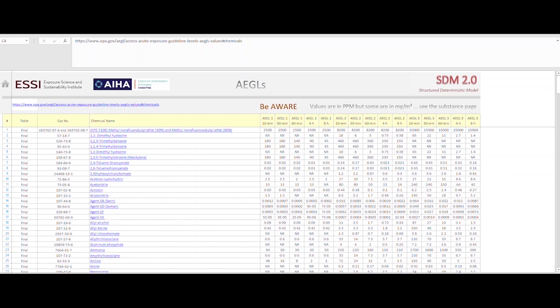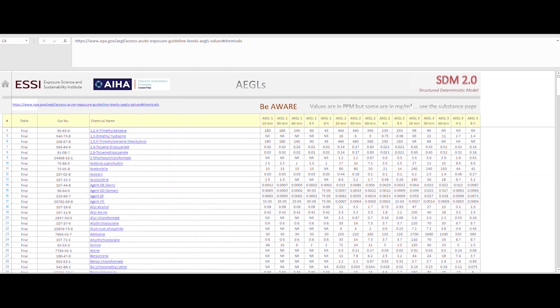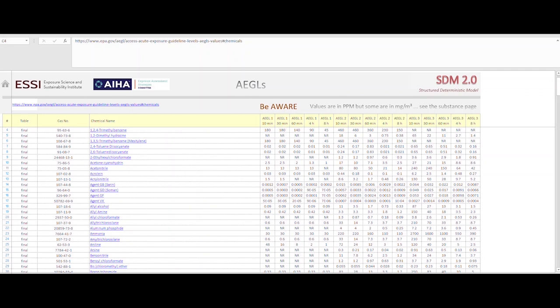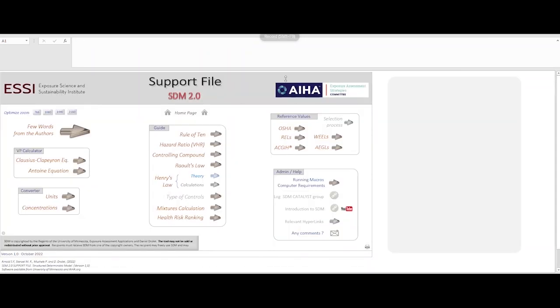Acute Exposure Guideline Levels, or AEGLs, set by the US EPA are rather unique in that values may be listed in units of either ppm or milligrams per cubic meter. If you use these OELs, be sure to check and report on the units.